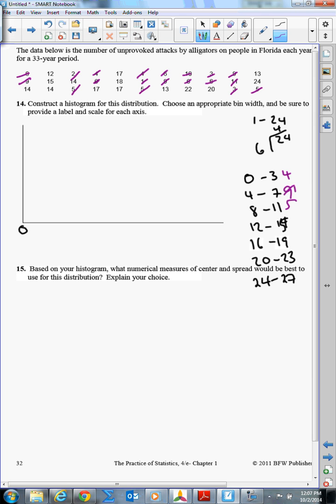So we're going to change this to 8 to 11 and go to 12 to 15. 1, 2, 3, 4, 5, 6. 16 to 19. 1, 2, 3, 4.